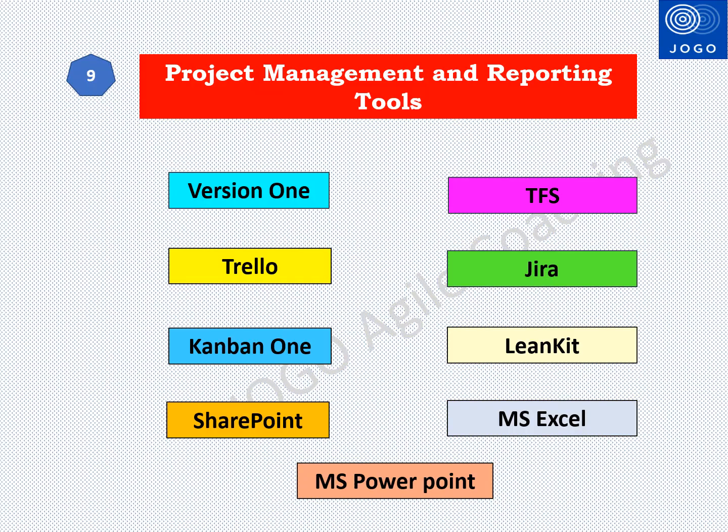Overall project governance and reporting the status is another important activity done by the Agile teams. A few popular tools used in the industry for this purpose are VersionOne, Team Foundation Server (also called TFS), Trello, Jira, Kanban One, LeanKit, SharePoint, Microsoft Excel, and Microsoft PowerPoint.